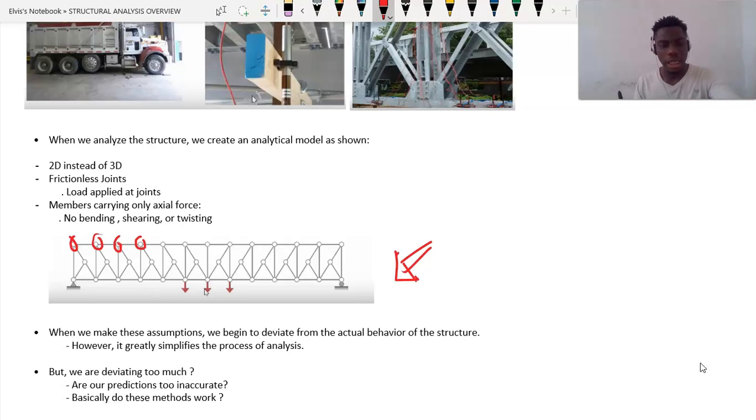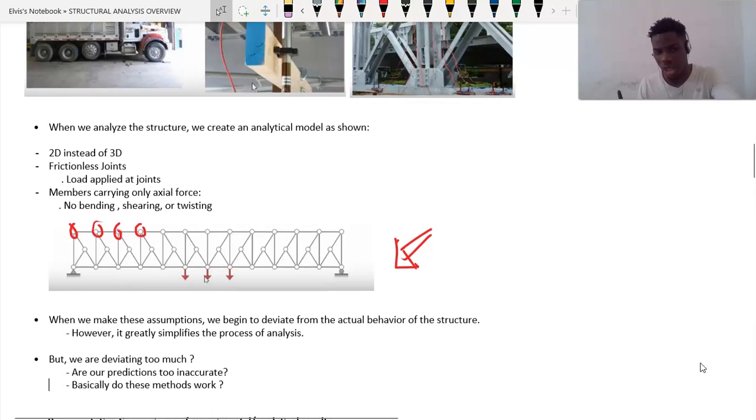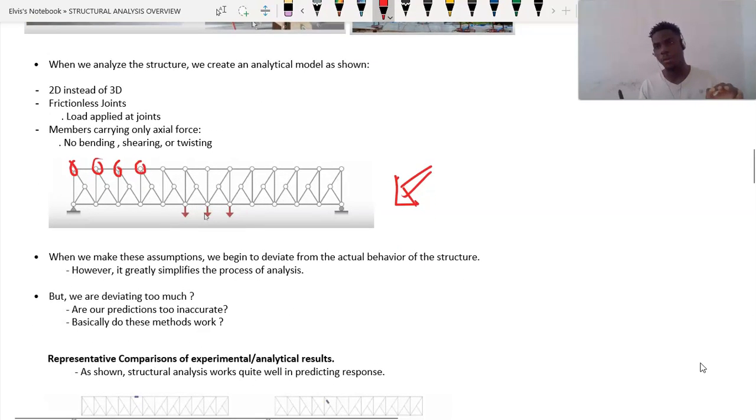Now, guys, when we make this assumption, we begin to deviate from the actual behavior of the structure. Whenever we make assumptions on how a structure is going to behave, we begin to deviate from its actual behavior. That is to say, our predictions are not accurate. Sometimes, our predictions can become too inaccurate when we use this analytical model. So we always need to be careful.